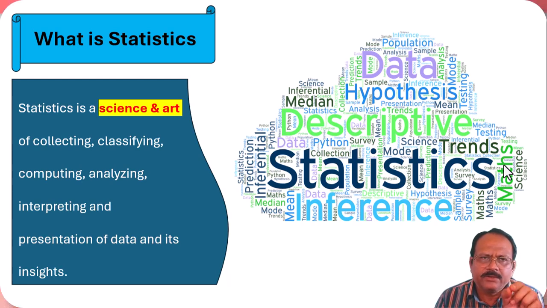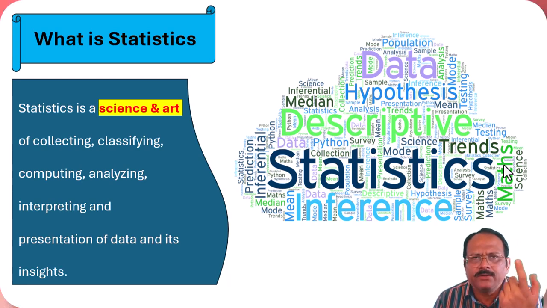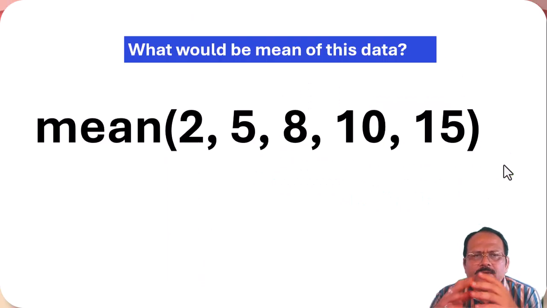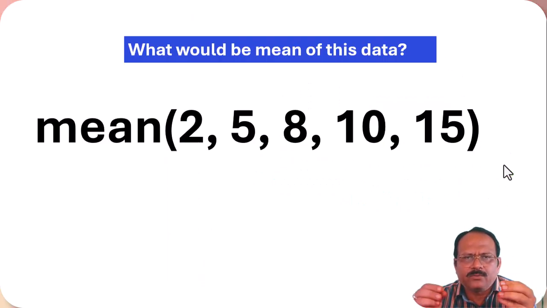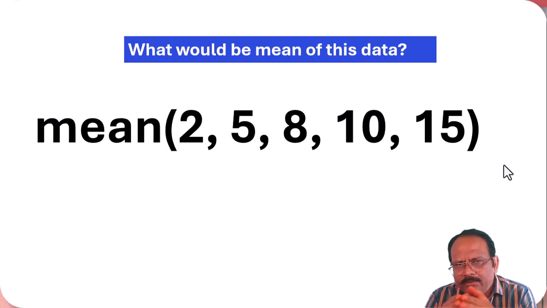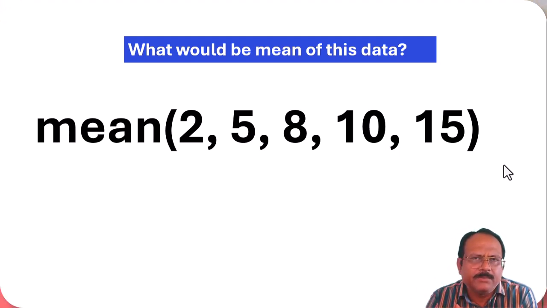So we have seen here it is science and art. Why is it a science and why is it an art? Let us discuss. If you have to find the mean of this data: 2, 5, 8, 10, 15. You see the sum of all of these: 20 plus 15, 25, 35 and 5, 40. And how many items are here? 5 items. So 40 divided by 5. So we get 8 as the mean. Okay, the mean would be 8.